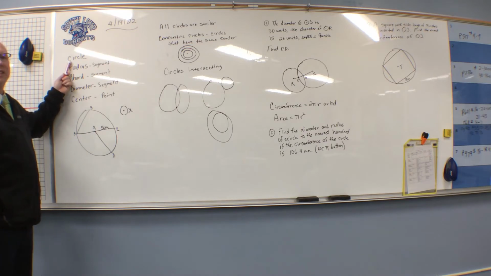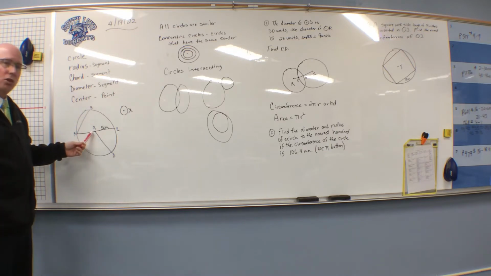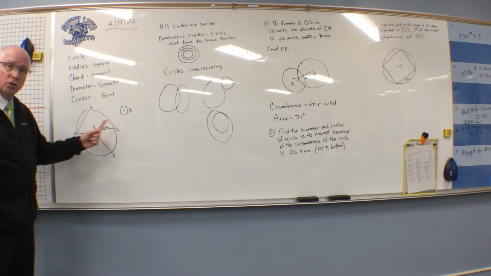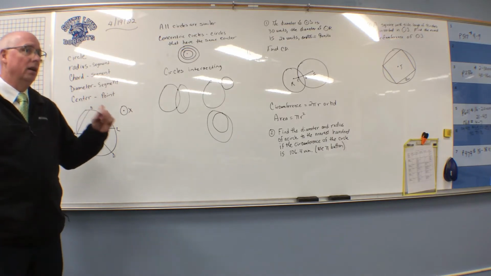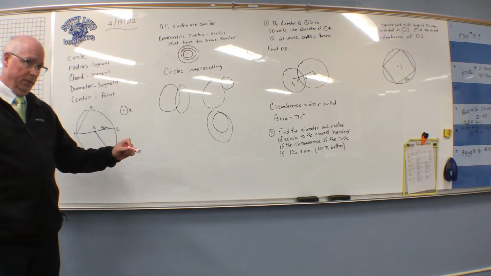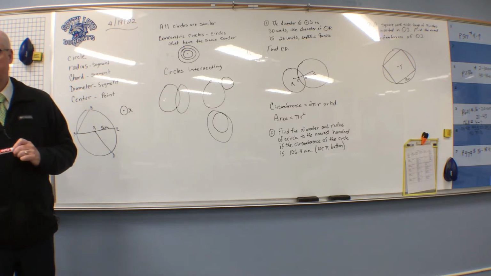A circle is the set of all points in a plane that are equal distance from a given point. That given point is called the center, and it is a point. So in this circle, point X is the center. So this is known as circle X. Do you understand what I'm saying? So even though the center is not part of the circle, the circle is named after the center. Okay?